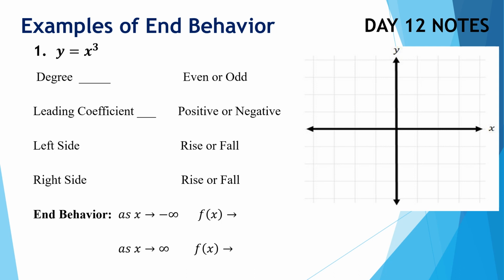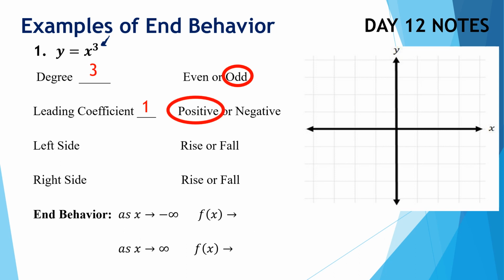All right, here's our first example. y equals x cubed. So the degree, there's only one term, so our largest exponent is 3. Okay, so our degree is 3, which is an odd number, so that's an odd degree function because of that exponent. And our leading coefficient, the number multiplied in front of that, is just 1. We don't write it, but it's there, and that is positive.